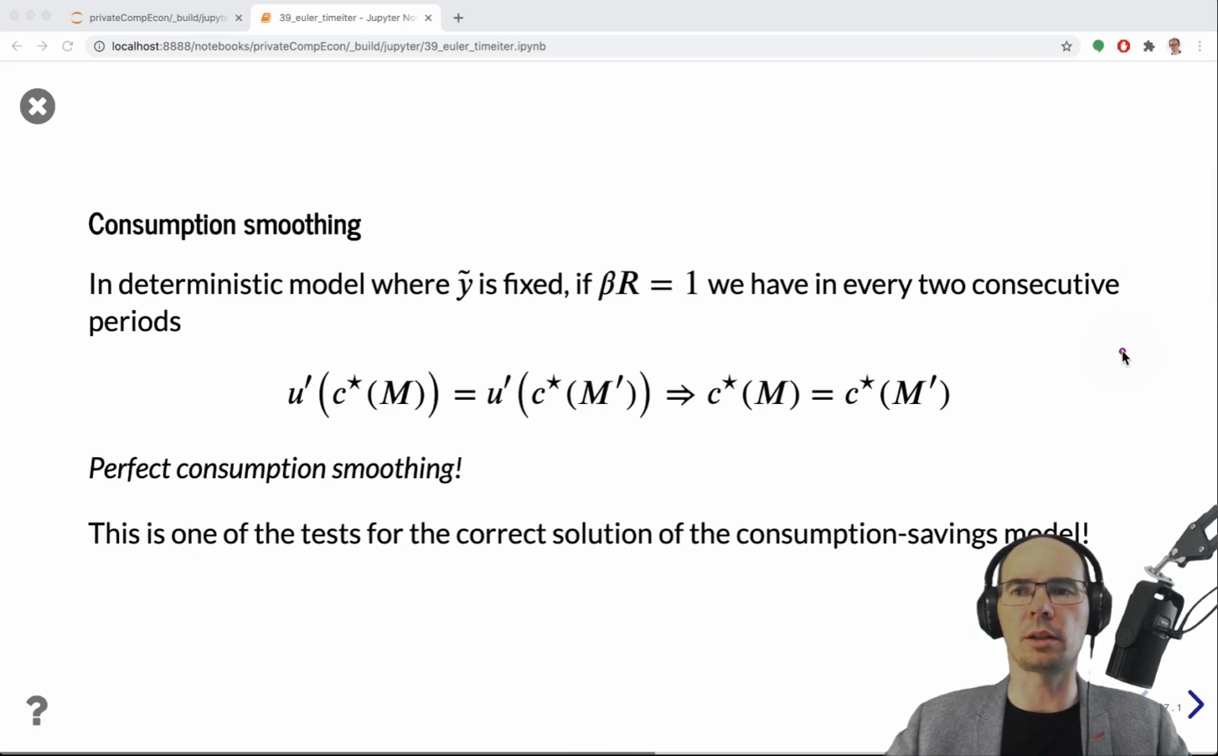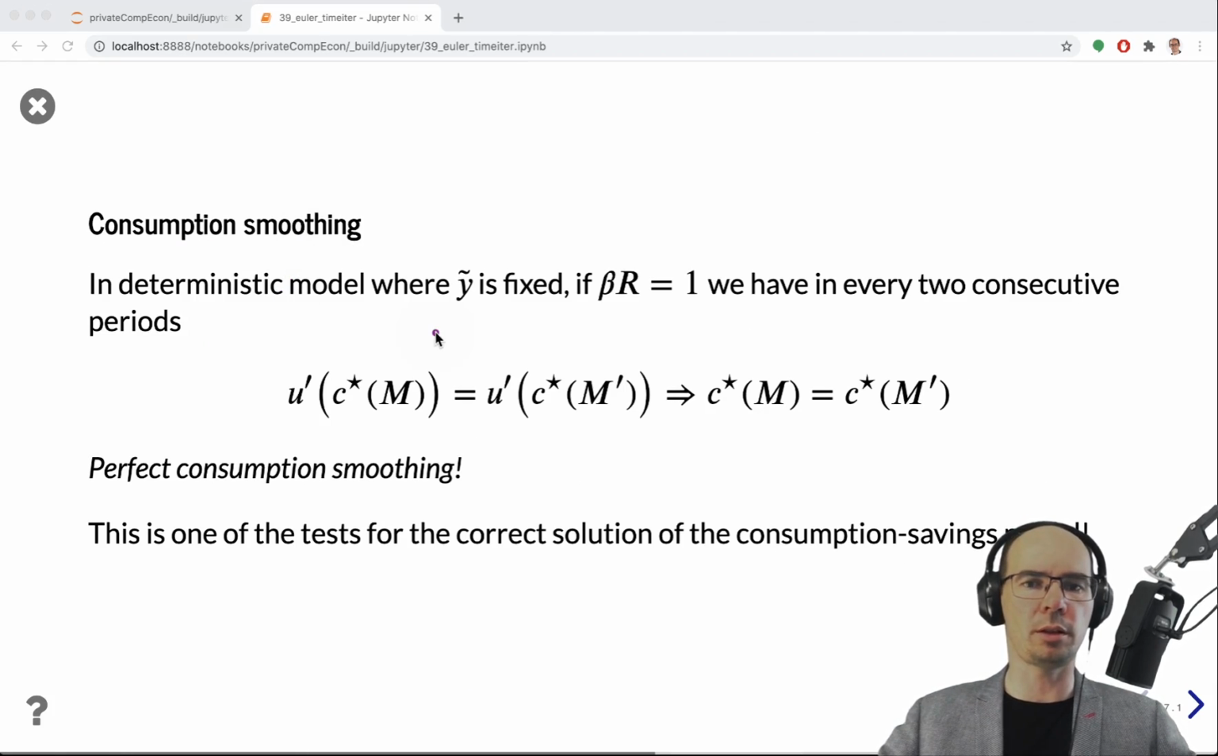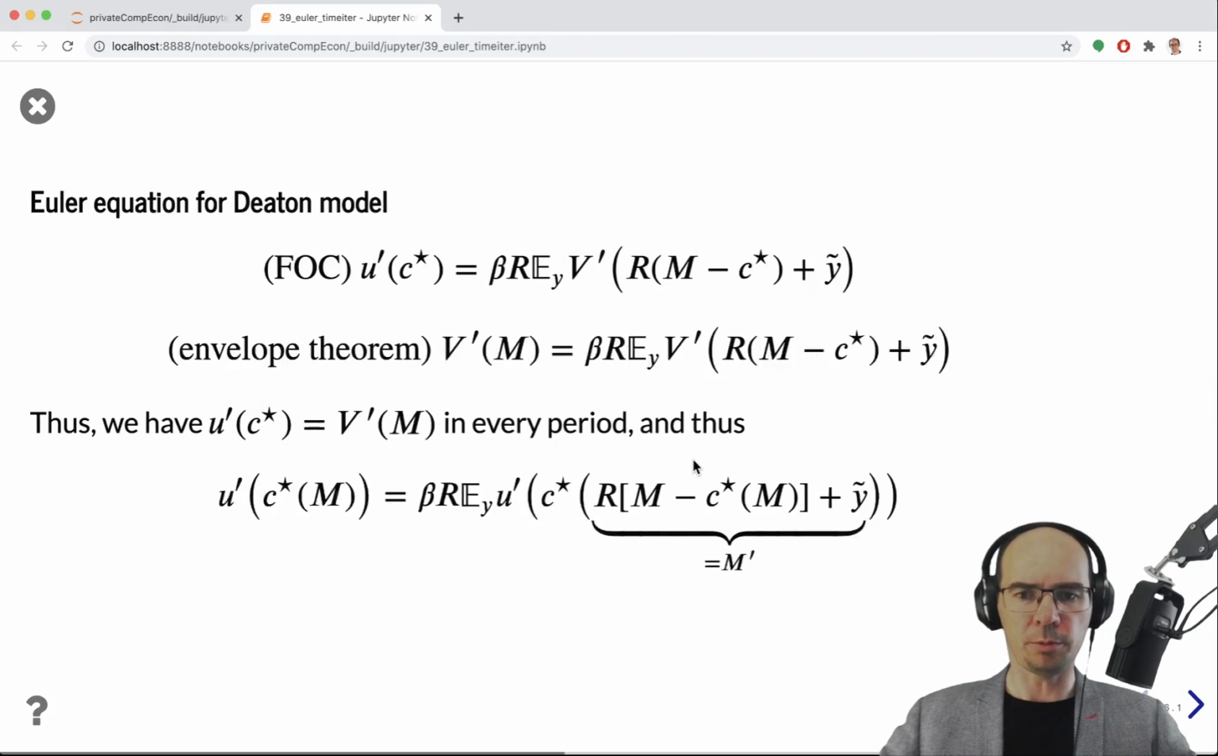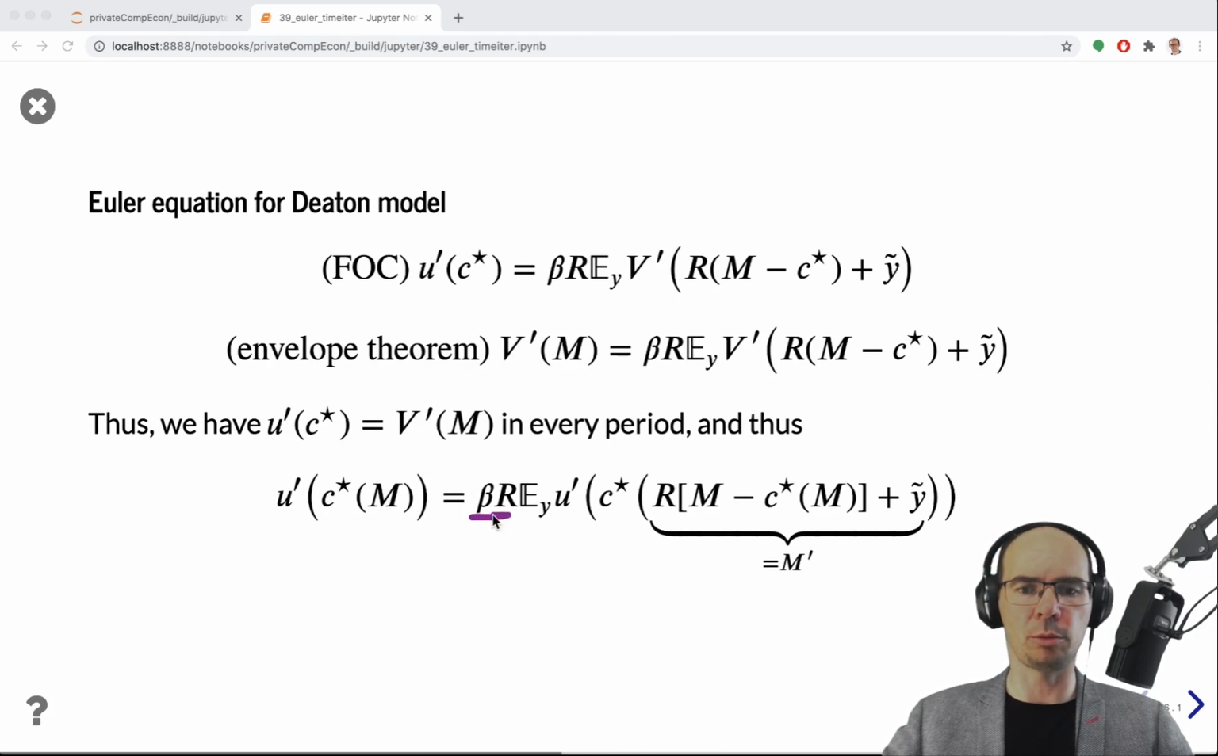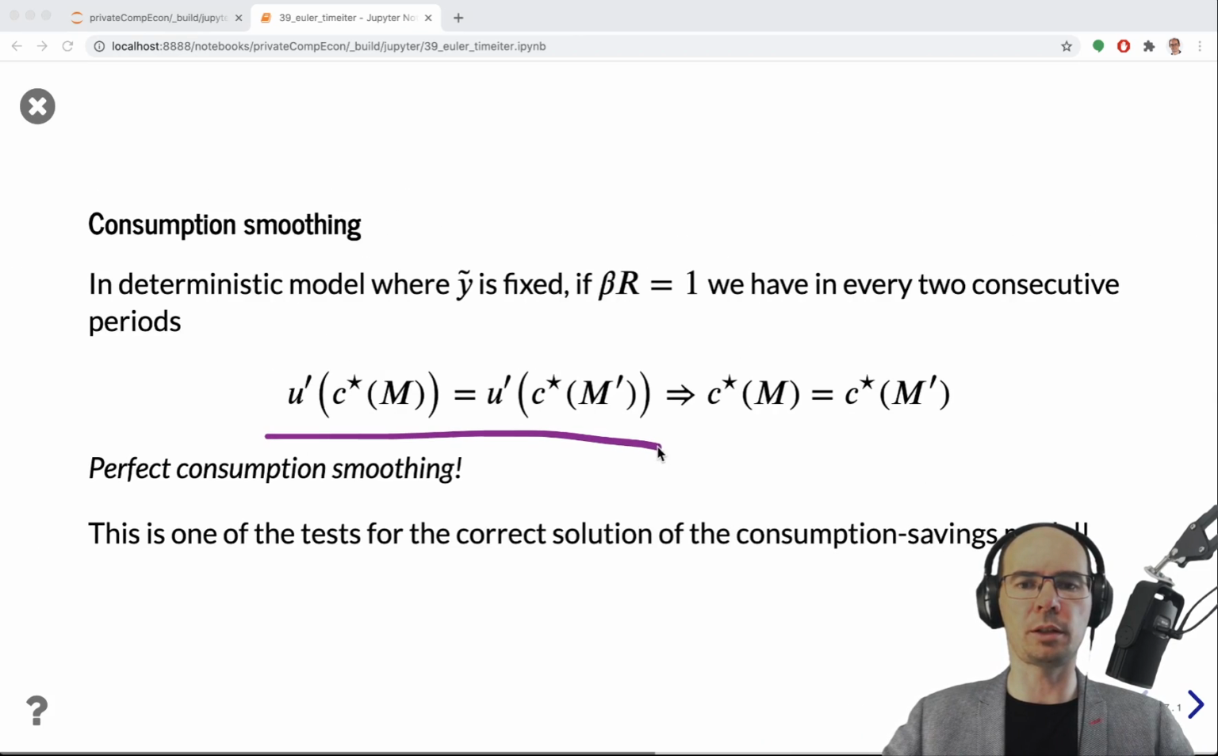There are more interesting things that result from the Euler equation. For example, we can look at consumption smoothing, and this is the theoretical property that causes the Keynes test. Imagine that we have a deterministic model so that y is fixed. There is no expectation. And then imagine that beta r equals 1. So if we plug these things into the Euler equation, then this is going to be 1. The expectation doesn't exist. And then we are left with marginal utility equals marginal utility. Indeed, what we have then is that the marginal utility of the optimal consumption today at m resources exactly equals the marginal utility of the optimal consumption tomorrow, where tomorrow results from the optimal consumption today, but it's not that important here.